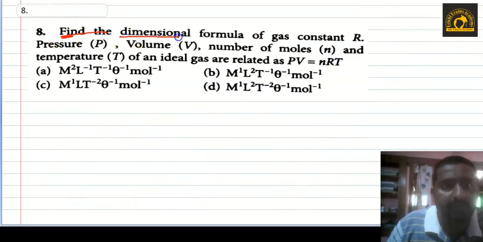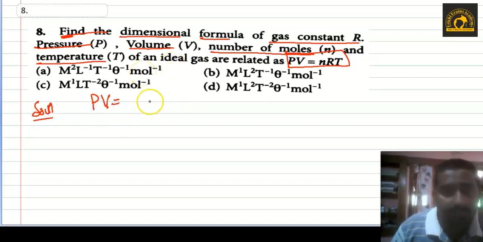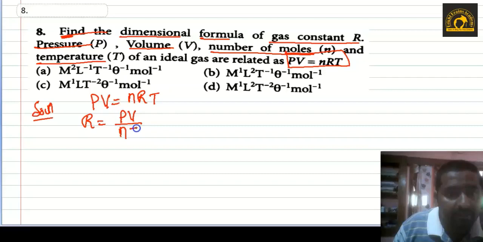Find the dimensional formula for gas constant. So P is the pressure, V volume, n number of moles, T temperature. So the equation is PV equals nRT. So let's see the solution. The equation is PV equals nRT. Then R is equal to PV divided by n into T. So this is called equation number 1. Now one by one you have to find out.